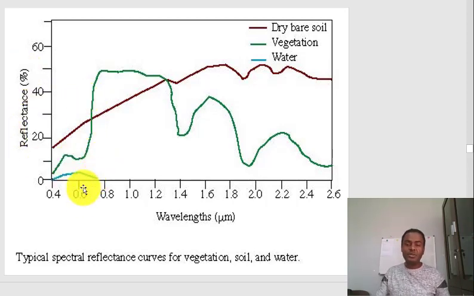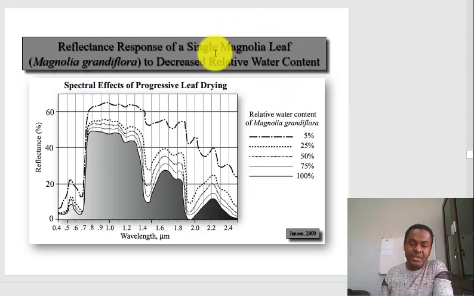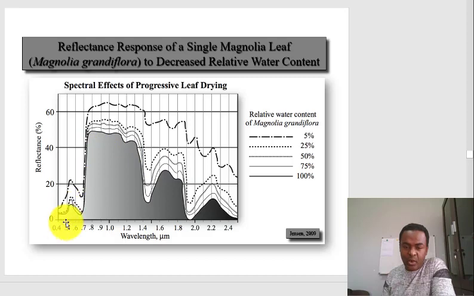Okay, there are different factors that are responsible for the change of this original reflectance curve, depending on the water content, for example. This is the original healthy green vegetation spectral signature. The relative water content of a leaf may affect this signature. For example, 5% water content of leaf and 100%, as you go down, the amount of water content in the leaf increases. Thus, relative water content increase will show you a different reflectance curve. If there is 5%, that means less water content in the leaf, it will cause the reflectance curve to have a higher reflected signal. Okay, so this is a dried leaf and this is a wet leaf.